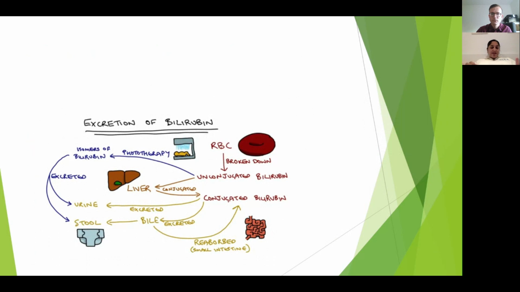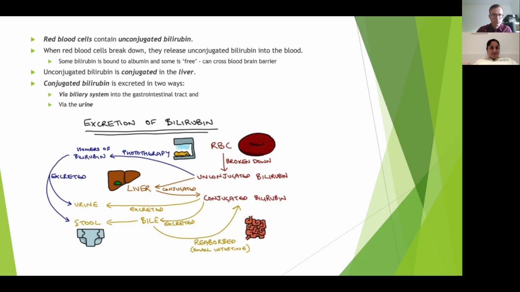So this is just a schematic of what happens when babies become jaundiced. So if you just click again, James. Your red blood cells are broken down, and that causes the release of unconjugated bilirubin into the blood. Some of this is not bound to albumin, which we call free. And this is what crosses the blood-brain barrier, which is important in neonatal jaundice, because the blood-brain barrier in babies is not as well formed as in adults. So this is really important, which we'll learn about later on.